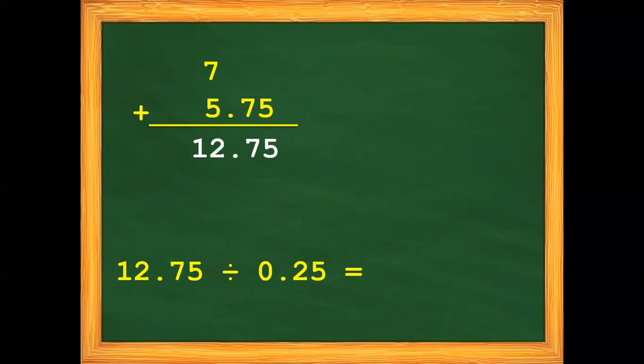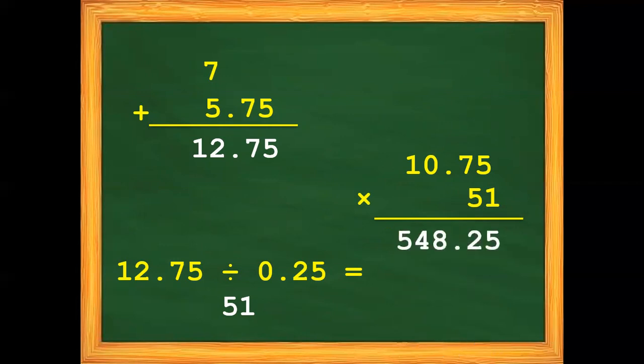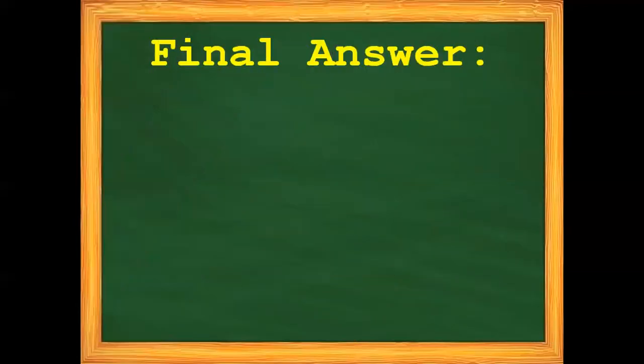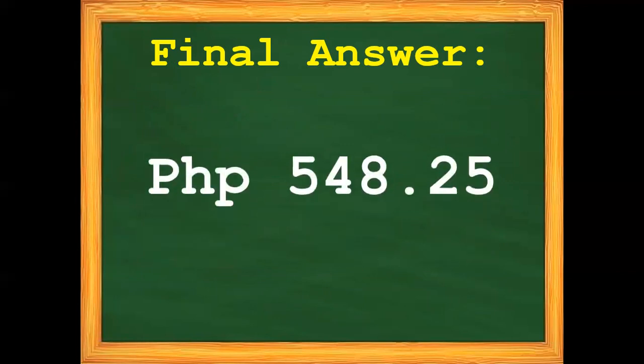So what is the answer? The answer is 51. Then finally, let us multiply 10 and 75 hundredths times 51. And the product is 548 and 25 hundredths. So it means that our final answer for our first problem, which is about Mang Ambo, is 548 pesos and 25 centavos.